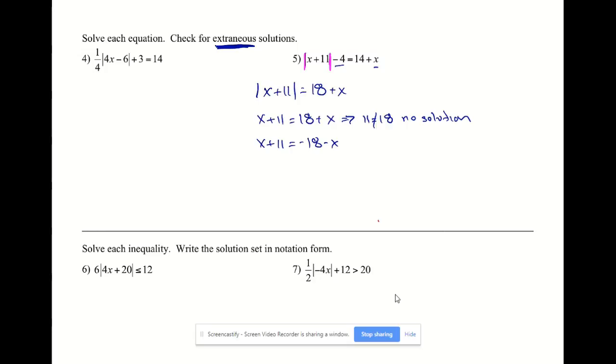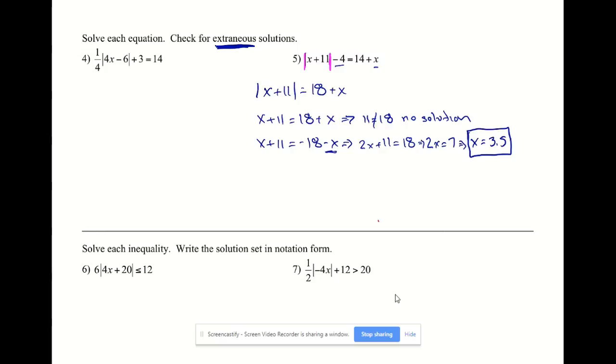And then on our second equation, I'm going to add x to both sides to get rid of this minus x here. So that gives us 2x plus 11 equals 18. And then I'm going to subtract 11 from both sides, and I end up with 2x equals 7. Divide both sides by 2, and I end up with x equals 3.5. And so there's our one solution.